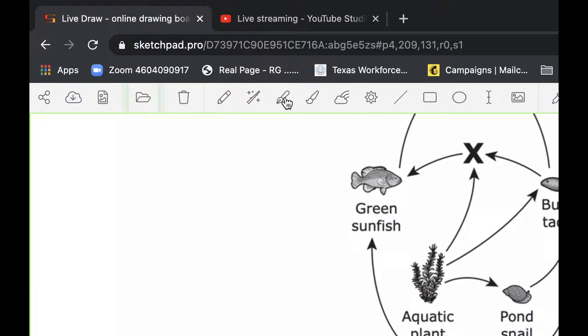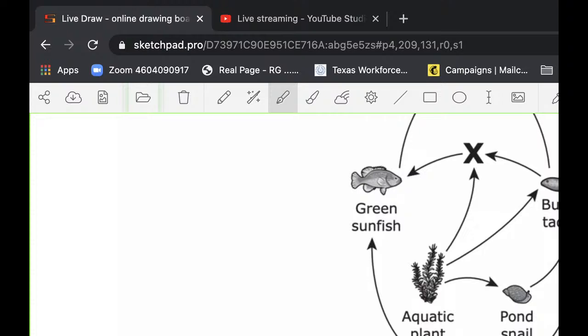Option choice A, an omnivore. What is an omnivore? An omnivore is an organism that eats both plants and animals. So does organism X eat both? Well, let's see. It does eat an aquatic plant, so that is a plant, and it does eat bullfrog tadpoles. So this could be the right answer choice.